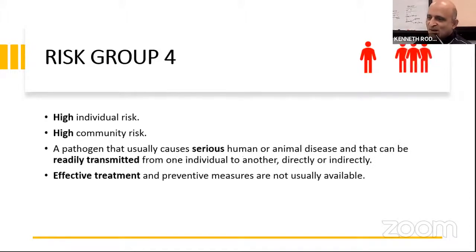And at the end of our countdown is risk group four. And this is a cause of concern to all of us now. So we have a biological agent which has a high individual risk. It poses a high risk to the community, and it causes serious human or animal disease that is readily transmitted, and effective treatment is not available. So if you don't have a vaccine, this is basically risk group four. So you have no vaccine, you have a high individual risk, you have a risk of aerosol transmission, and this is risk group four for you.